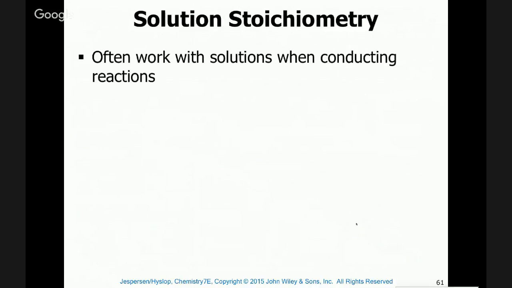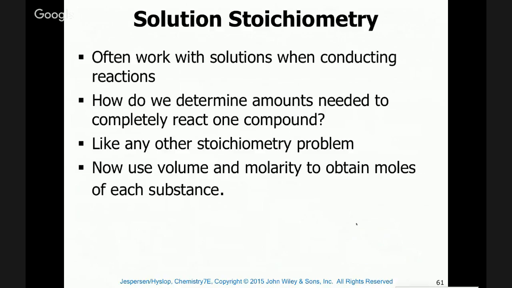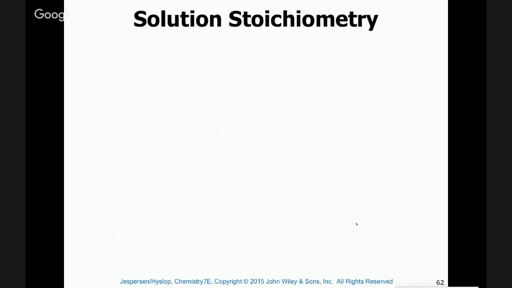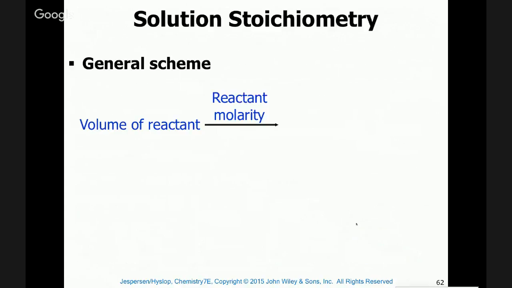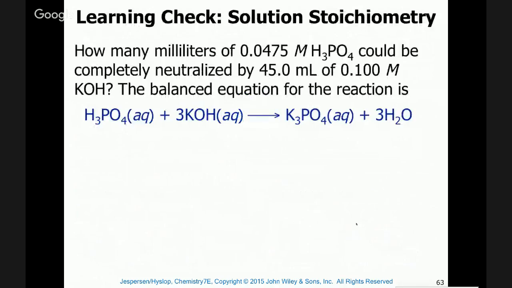Solution stoichiometry: we often work with solutions when conducting reactions. How do we determine the amounts needed? Just like other stoichiometric problems, we need to convert between moles. So here's our general scheme. Volume of reactant and reactant molarity give us moles of reactant. We use a mole-to-mole ratio to get moles of product. We use the product molarity to get to the volume of product.